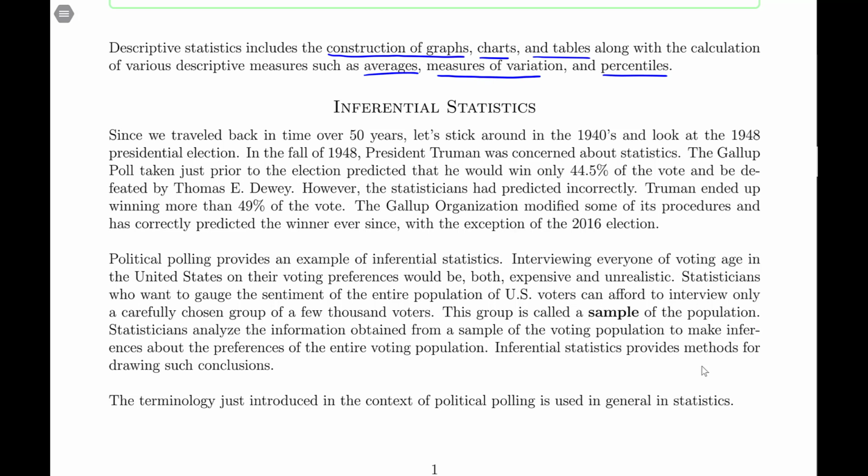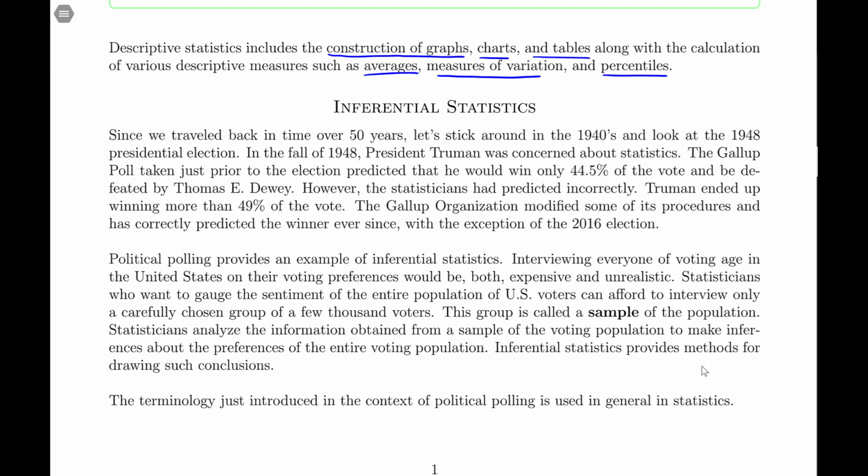Truman ended up winning more than 49% of the vote. The Gallup organization ended up modifying some of their procedures, and they have correctly predicted the winner ever since, with the exception of the 2016 election. So let's talk about what happened there just for a minute.